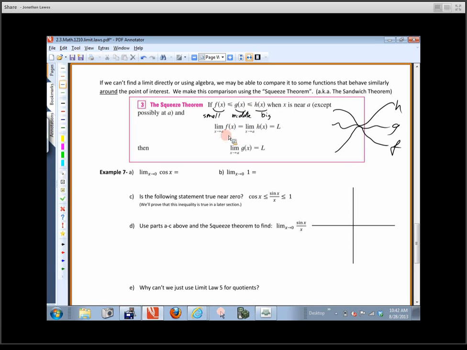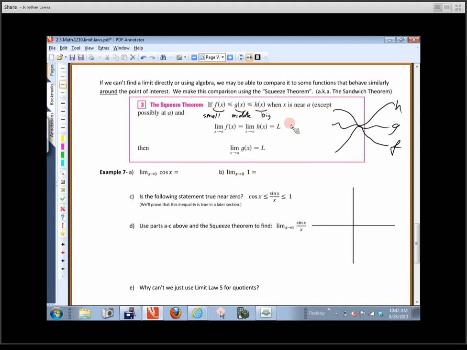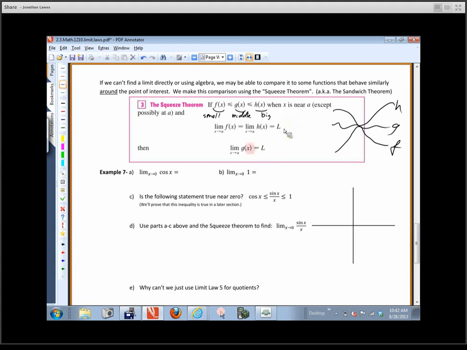We know the limit of f and h at the point of interest a is L. So we know the limit for both of these is the exact same number. And what we're able to conclude is, look, I know the limit of the big one, and I know the limit of the small one. I know they're both the same. Then the limit of the one in between them, right in the middle, has to be that same number L.